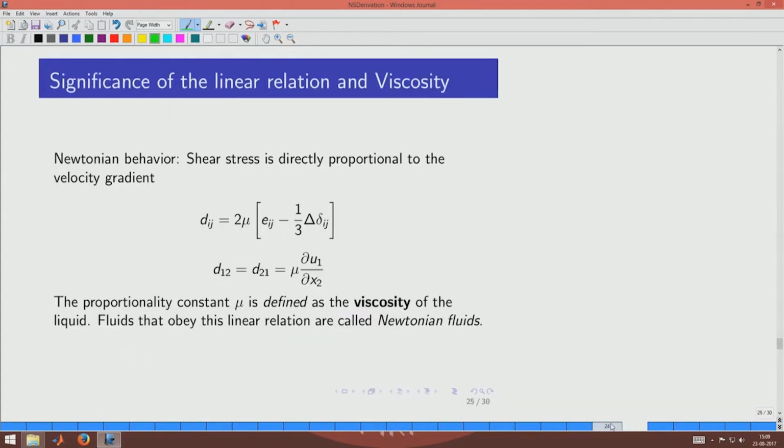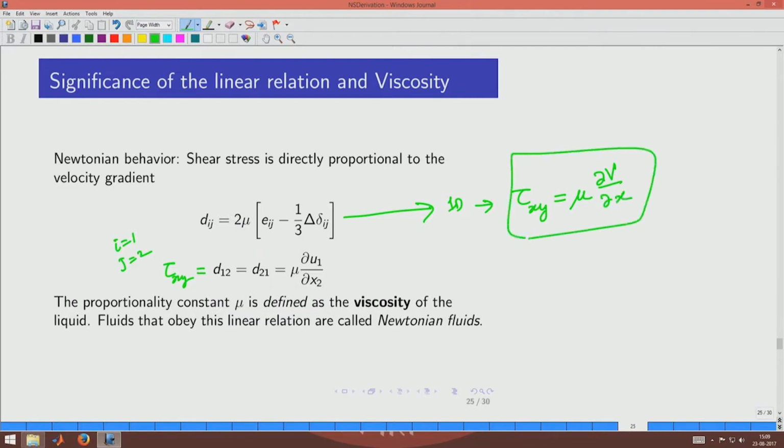Okay. Now let us take that expression and see what happens. When you take i and j becoming 1 and 2, so i is equal to 1 and j is equal to 2, then D12 is nothing but tau xy. So we see that this expression for 1D turns out as tau xy is equal to mu dou v by dou x.